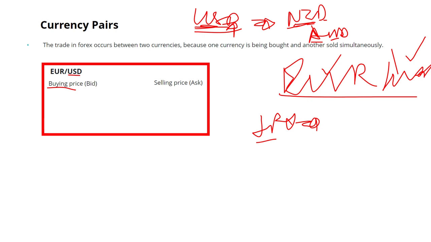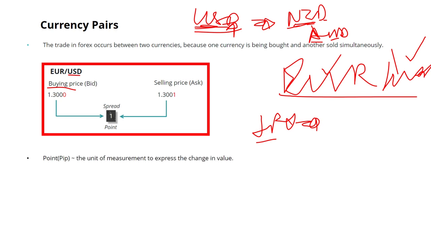All right, let's take a look at an example. We have Euro USD at 1.3000, and then it moves from 1.3000 to 1.3001. In this case, we say Euro USD just moved up by 1 point, or 1 pip. Now, the difference between the two is called the spread, right? So what is a pip?